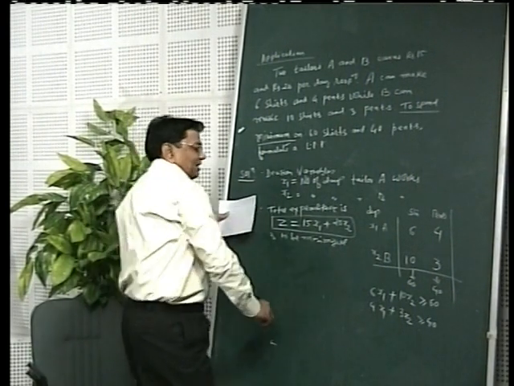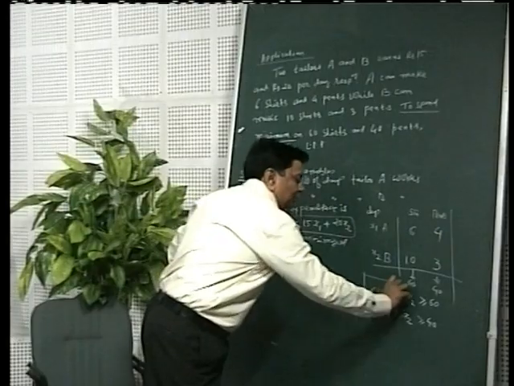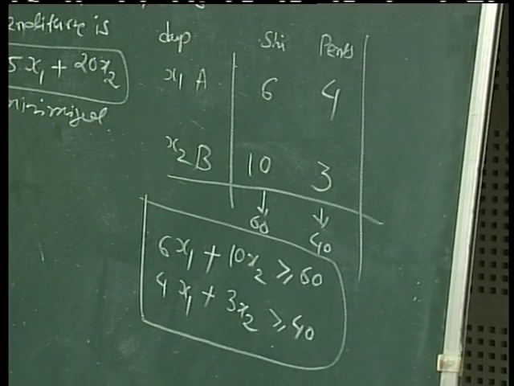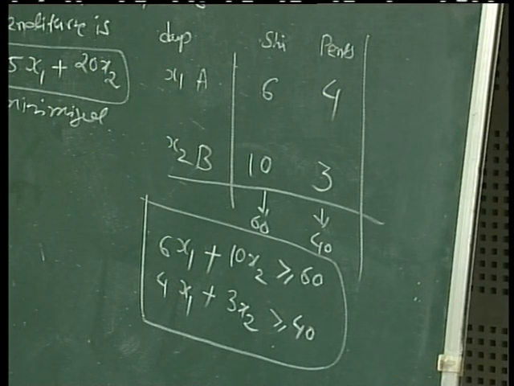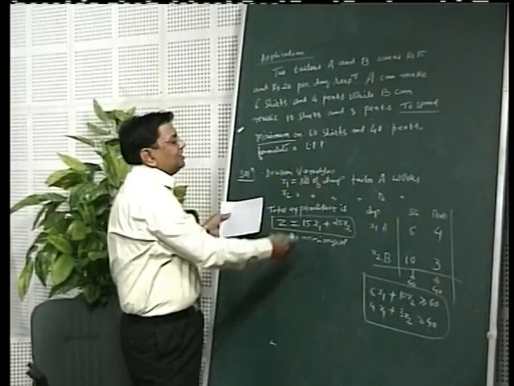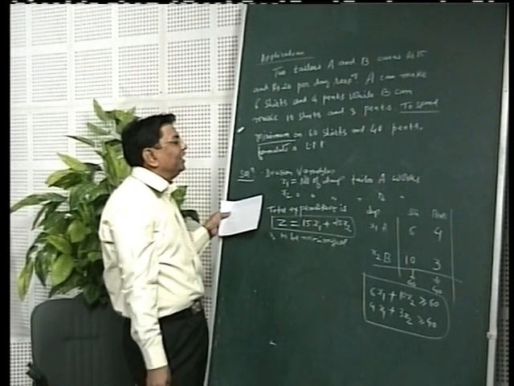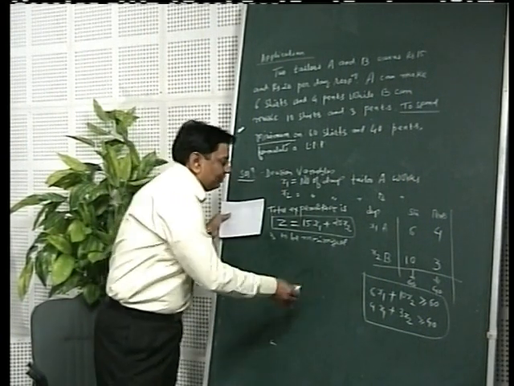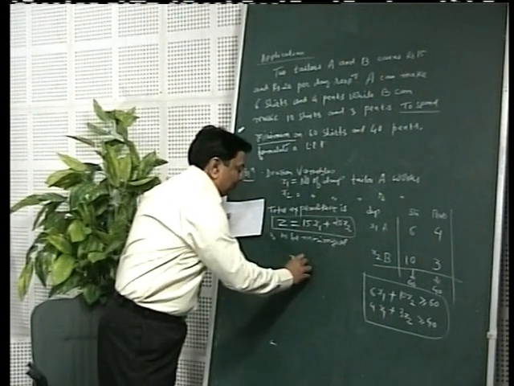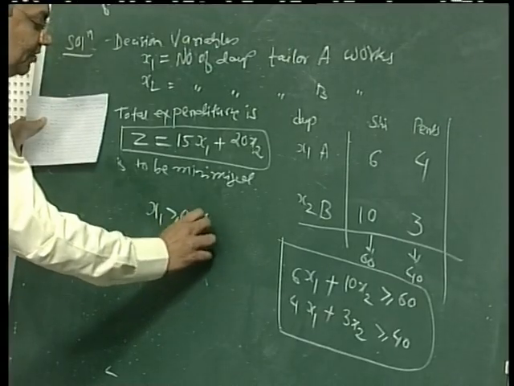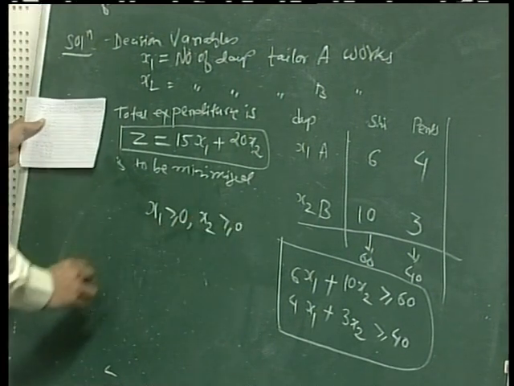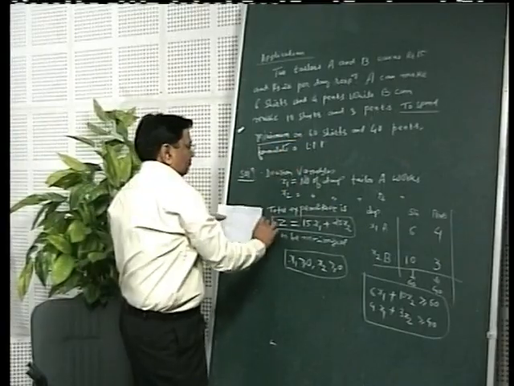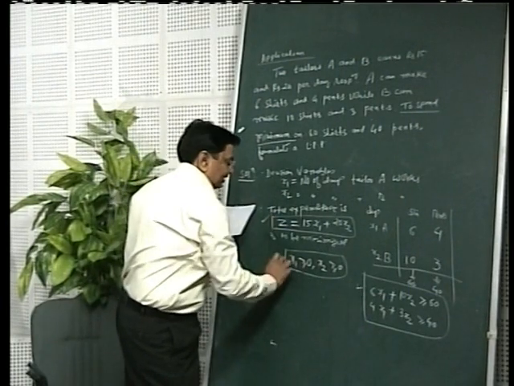So this objective function and these two are our constraints, and then the final part is the non-negativity restrictions. Here x1 is the number of days, it cannot be negative, so it has to be non-negative. So we have x1 greater or equal to 0, x2 greater or equal to 0. These are the non-negativity restrictions, so this 1, this 2 and this 3.